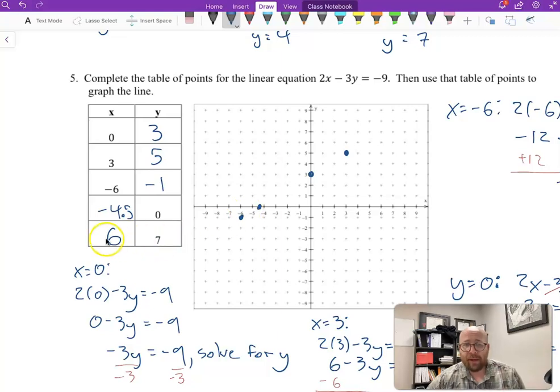And then finally we have the point 6, 7. x is 6, y is 7. And it looks like all those points lie in a straight line. Draw a straight line through the points, and there is the graph of the equation 2x minus 3y equals -9.